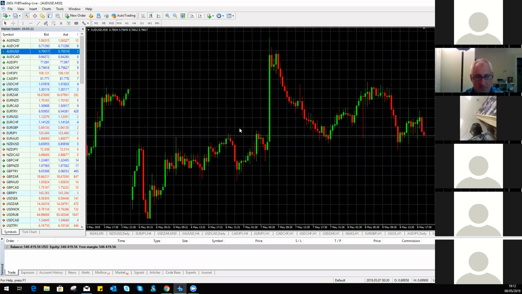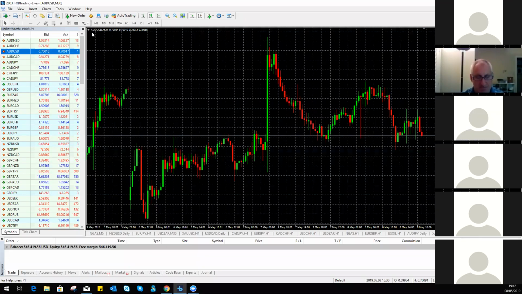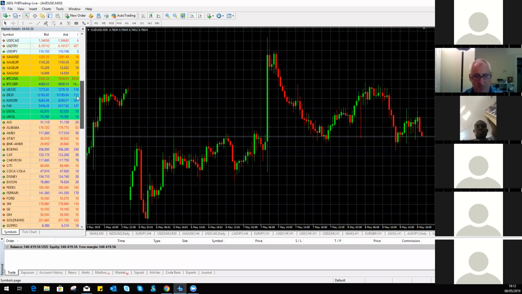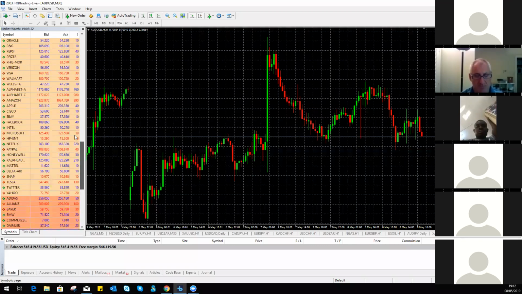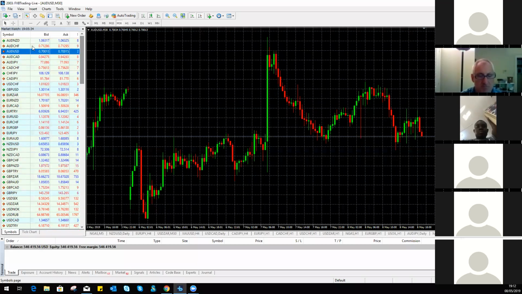Okay, so this is a basic chart of how any asset looks. At the moment, we're looking at AUD USD. As you can see here on the left-hand side, I have the market watch, where all the available assets are there for me to choose what I want to see. I have chosen AUD USD randomly today, and I'm going to start adding indicators in order to be able to do a technical analysis.